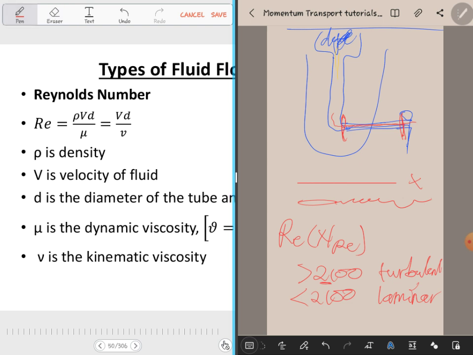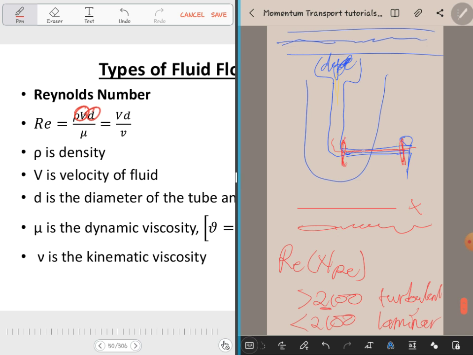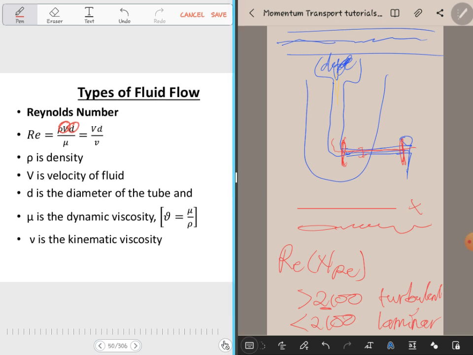So then again the velocity, and then this here is the diameter, right? If we are doing our discussions here, the diameter of concern will be from here to here, yes, the diameter of the tube. So that's how it goes.